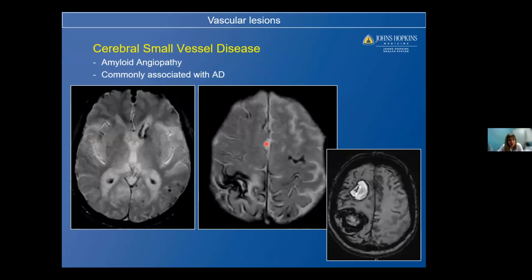So my last example in the vascular category is cerebral amyloid angiopathy. It is increasingly recognized as a major contributor to Alzheimer's disease pathogenesis, and often those two coexist. Okay, so here we see multiple microbleeds in a relatively peripheral distribution, as opposed to the central involvement of hypertensive microhemorrhages that we just saw in the other case. Although sometimes the distinction is difficult because, as I said, they coexist.